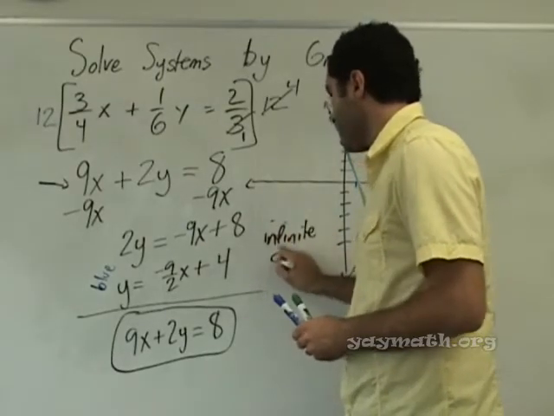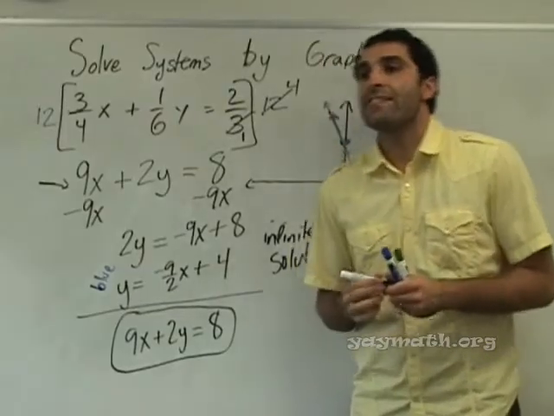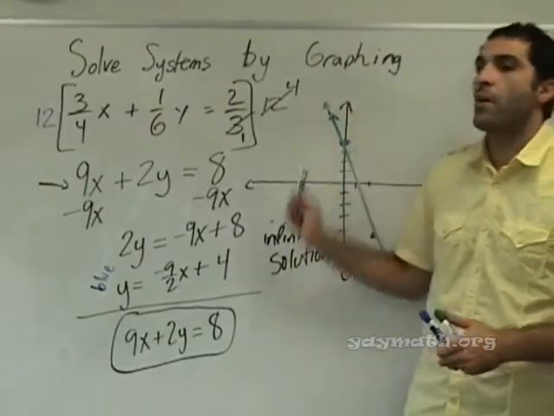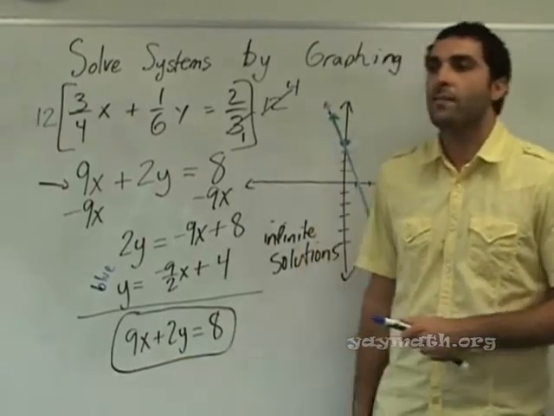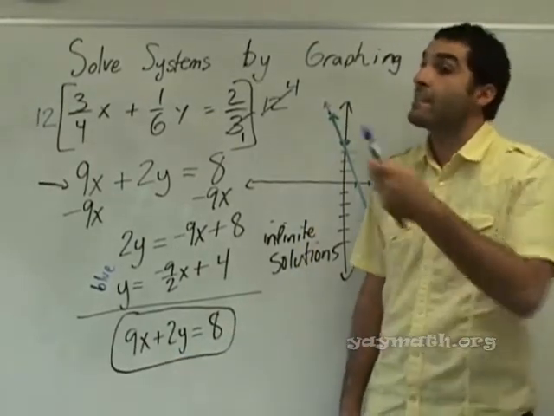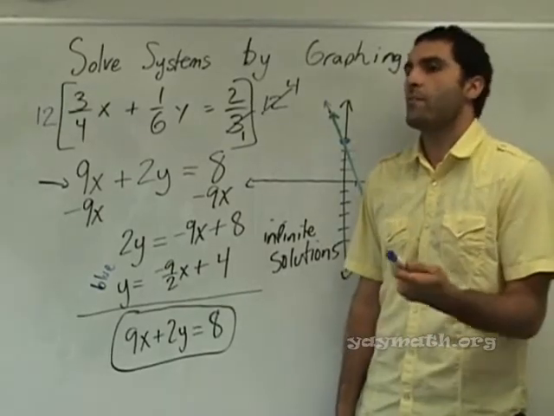Oh, infinite solutions. Okay. Infinite solutions means there's an infinite number of points that will work for both because in fact they are the same line. We graphed the same line twice. But it's not all real numbers. It's not all solutions. There's an infinite number of solutions.